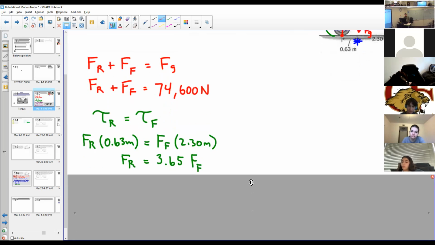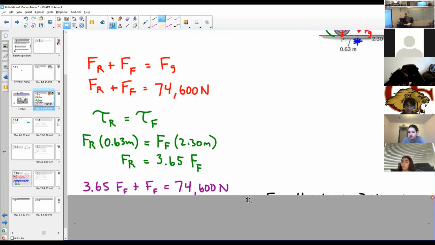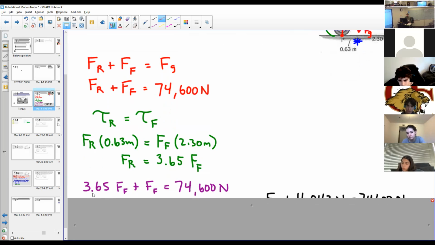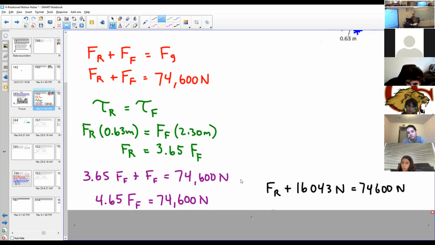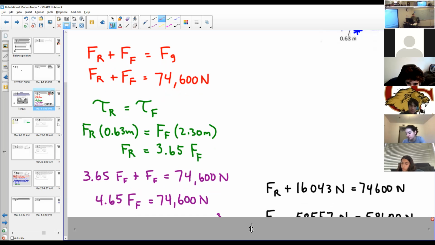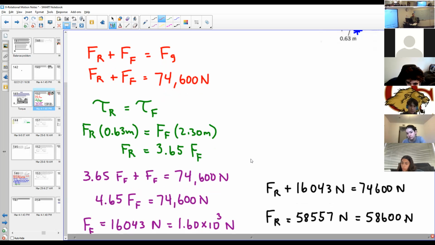Now, because I know that, I can put that back into my force equation to show that FR is 3.65 FF. I'm just substituting that in for FR, leaving the front wheel force as is, and I know the weight. So now, because I'm substituting this in for FR, I only have one variable. That's going to be 4.65 times the force of the front wheels equals the weight. If I solve that, I get about 16,000 newtons of force on the front wheels.